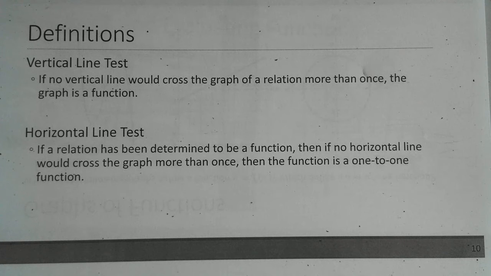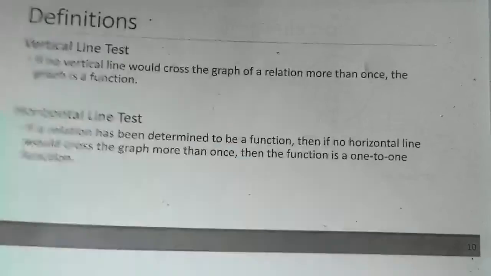Once you know something's a function, you can use the horizontal line test. The horizontal line test is going to tell you whether or not the function is one-to-one. So if a relation has been determined to be a function, then if no horizontal line would cross the graph more than once, then the function is a one-to-one function. So if you already know it's a function using the vertical line test, you can use the horizontal line test to check to see if it's one-to-one. And that's kind of what we did.